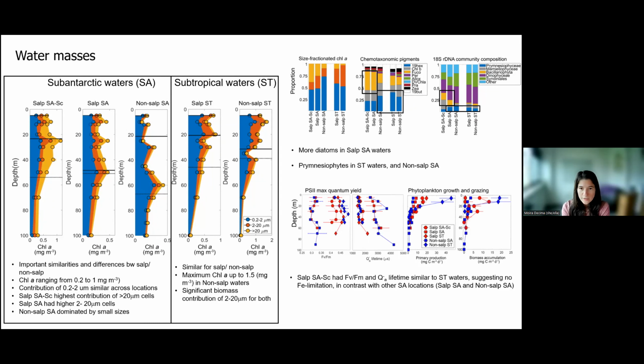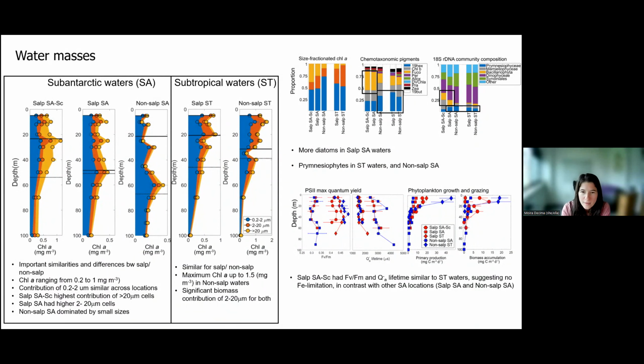We also wanted to look at the phytoplankton physiology. So I mentioned that subantarctic waters are limited in iron, and that is what tends to keep these communities dominated by picoplankton. So I'm showing you first the Fv/Fm and the QA lifetime, which are measures of the stress that phytoplankton feel over iron.